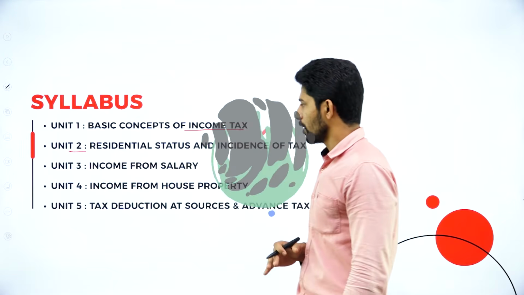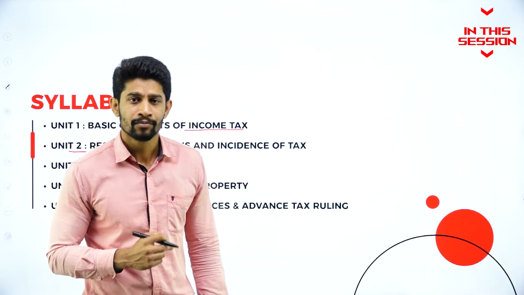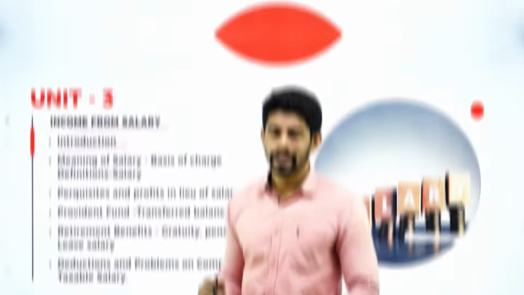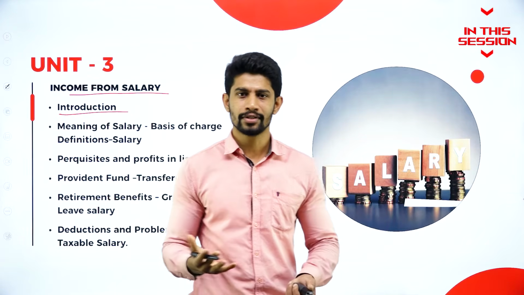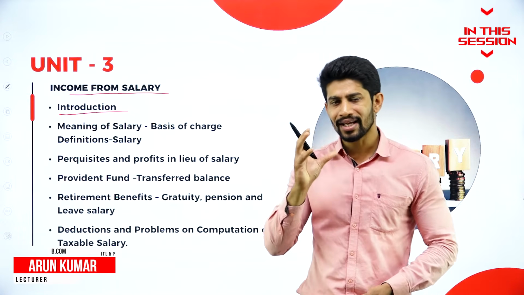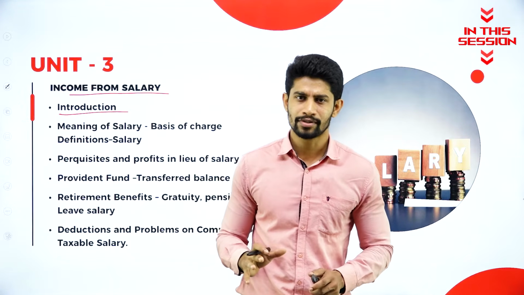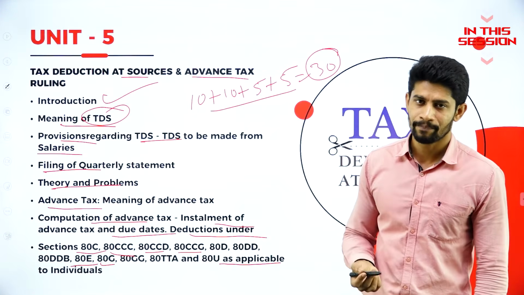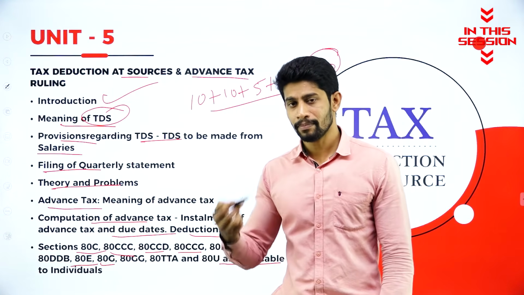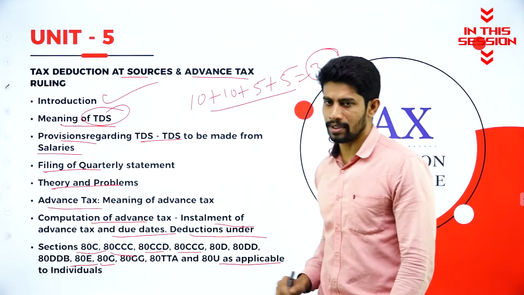In unit number 2, it is all about the residential status and incidence of tax. So what is this residential status? If I ask you what is your salary, you will say 40,000, 30,000, 1 lakh. But you will not know the exact meaning of salary. You will just say, sir, I am earning 1 lakh rupees per month as my salary. So 10 plus 10 plus 5 plus 5: 10 plus 10 problems, plus 5 problems, plus 5 theory. So this chapter is also very much important.